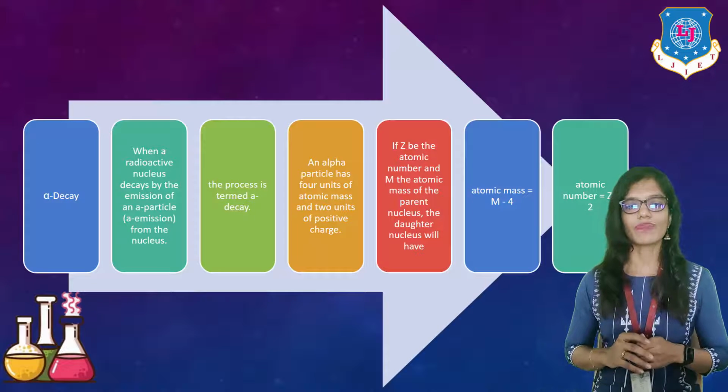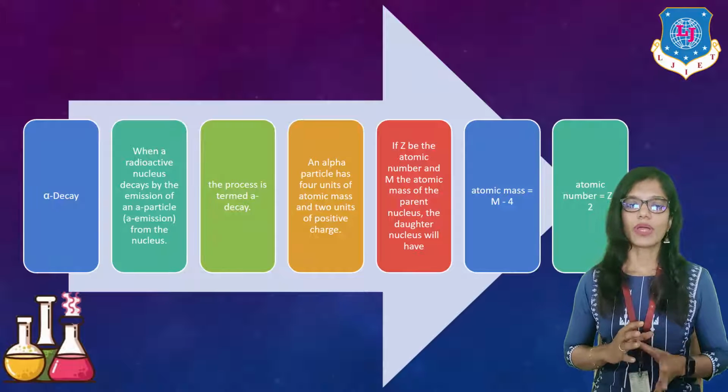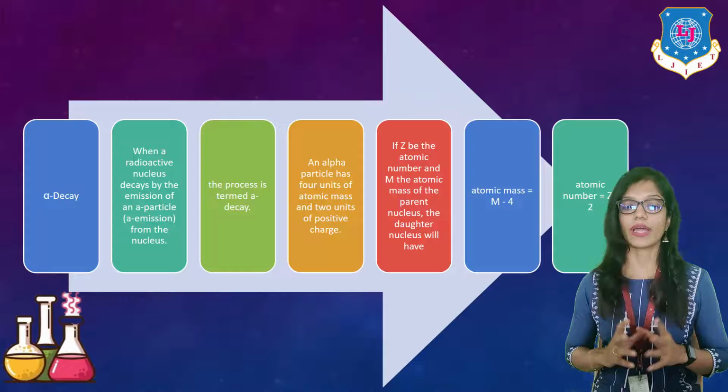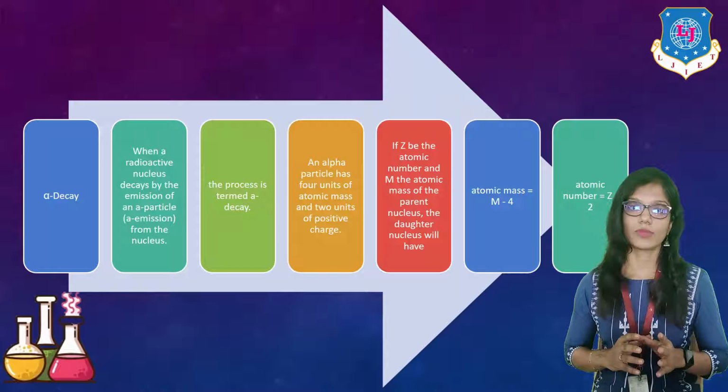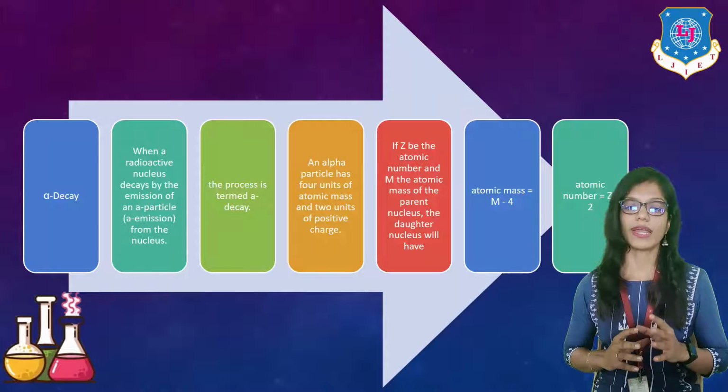So alpha decay, let's talk about that. When a radioactive nucleus decays by the emission of an alpha particle, which is also known as alpha emission, from the nucleus, the process is termed alpha decay. Here, an alpha particle has 4 units of atomic mass and 2 units of positive charge.